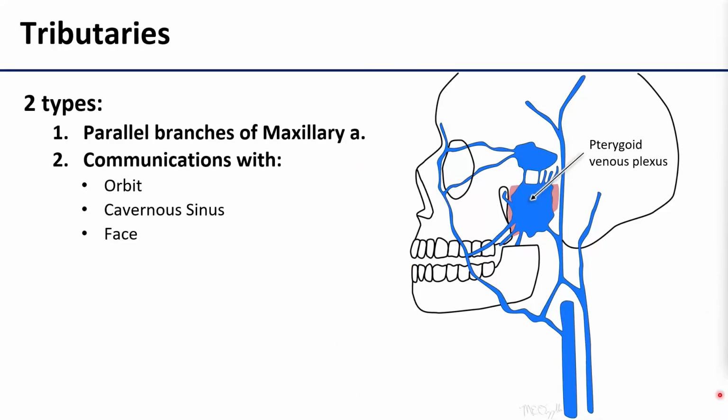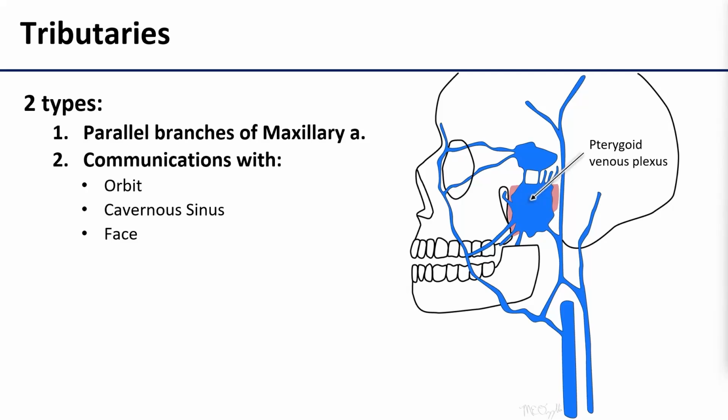So pterygoid plexus has two types of tributaries. The first you can think of as its main responsibilities. So this is a venous network. Its job is to drain specific regions and specific structures. And those tend to line up well with the maxillary artery. So it is responsible for draining the structures that the maxillary artery supplies. The second type of tributaries are connections with other venous pathways that drain adjoining regions.